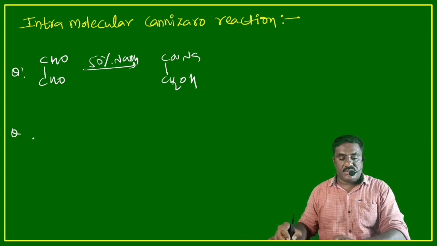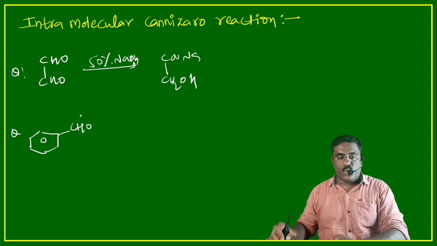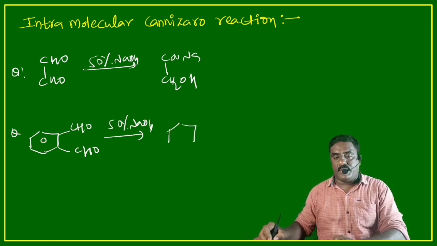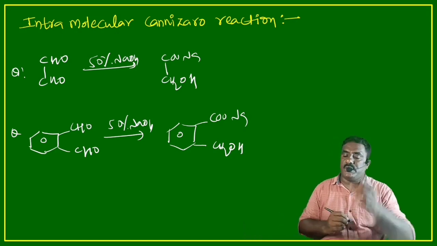I am taking one question. Benzene with CHO and CHO groups, in the presence of 50% sodium hydroxide. What happened? COONa and CH2OH. These are the products.